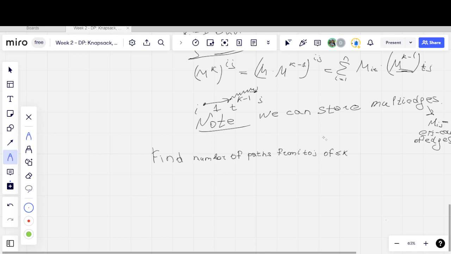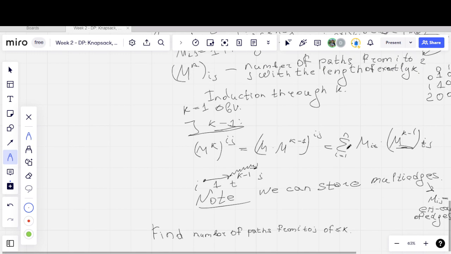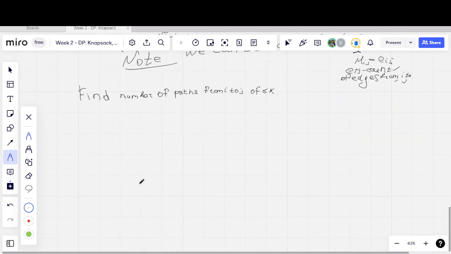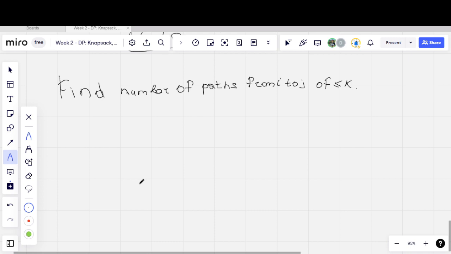So this task is different: in the previous task we wanted to find the length of exactly k. In this task we just want to find the length that is less than or equal to k. And do you have any ideas how to solve it?